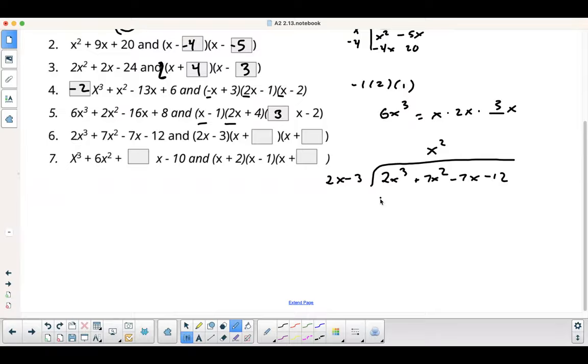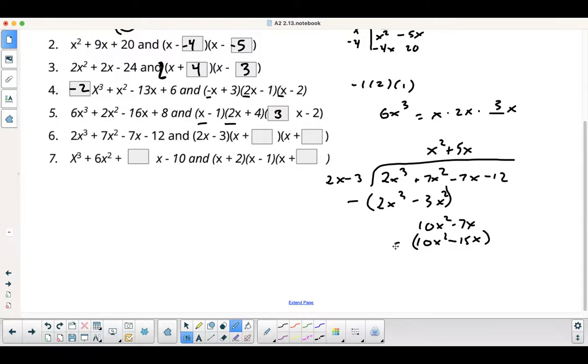Multiply 2x cubed minus 3x squared, and then I subtract. So those cancel. This becomes plus 3, so I get 10x squared. Bring down the negative 7x. I say 2x times 5x would give me the 10x squared, so I multiply 10x squared minus 15x, and I subtract.